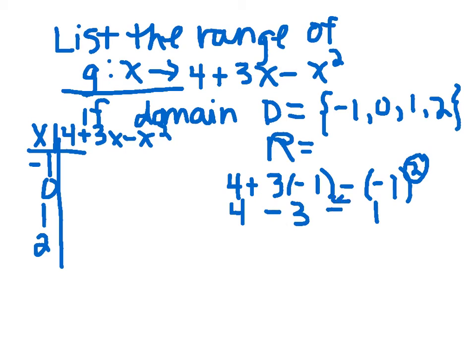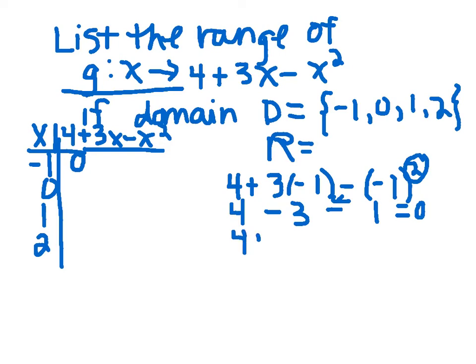That's actually the hardest part about this, is the evaluating. 4 minus 3 is 1, and 1 minus 1 is 0. So when I plug in -1, 0 comes out. As I said before, you don't have to show this function machine. I'm just trying to connect what looks odd to something that you already know.